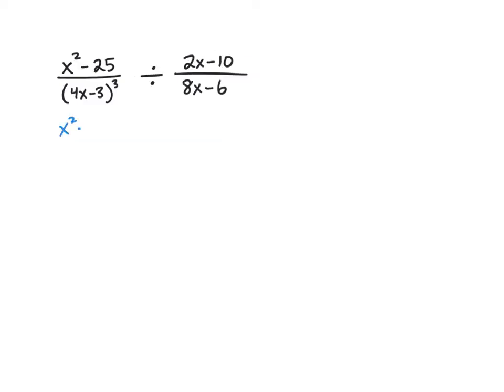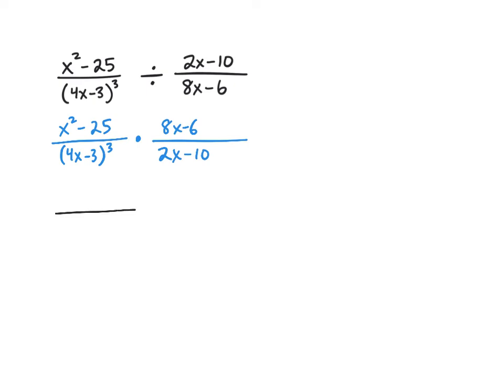X squared minus 25 over a 4x minus 3 cubed. Cool, I'm fine with that. Let's go ahead and change it to multiplication. It's going to make it easier. And we simply just flip that fraction. Cool, now we're going to factor. This top is a difference of squares. That's an x plus 5 times an x minus 5. On the bottom, we've got 4x minus 3, 3 times.